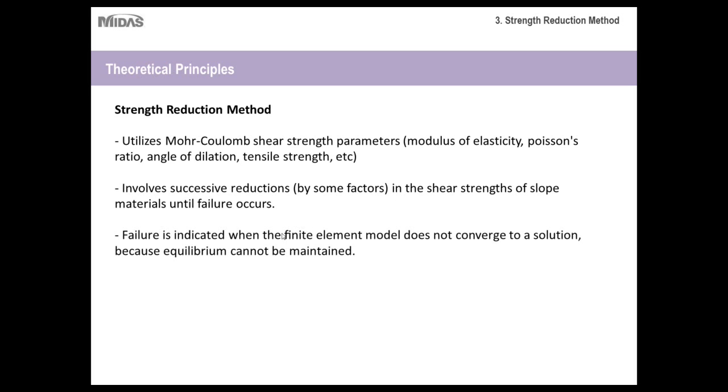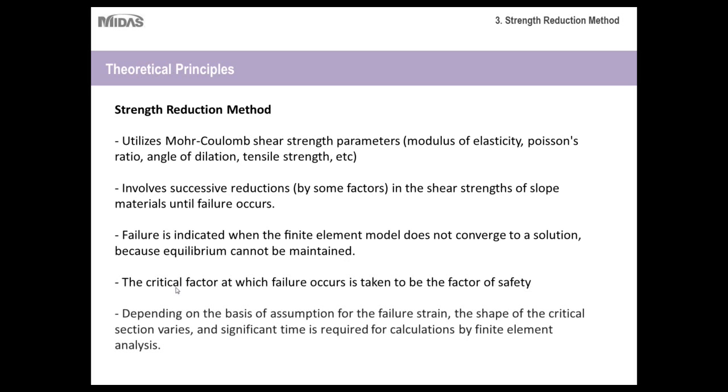Okay. And then, once again, failure is indicated when the finite element model does not converge to a solution. In other words, when the slope is no longer in equilibrium, that's when the model won't converge. And that's how the factor of safety is calculated when that situation occurs. The critical factor at which failure occurs is taken to be the factor of safety. And then, depending on the basis of assumption for the failure strain, the shape of the critical section varies, and significant time is required for calculations by finite element analysis.